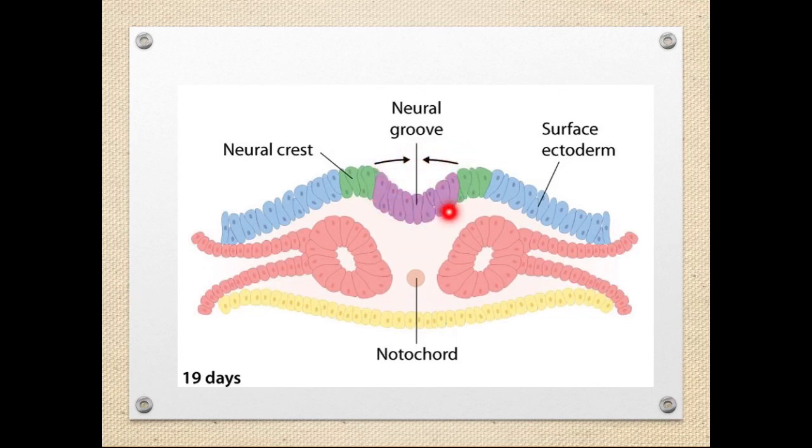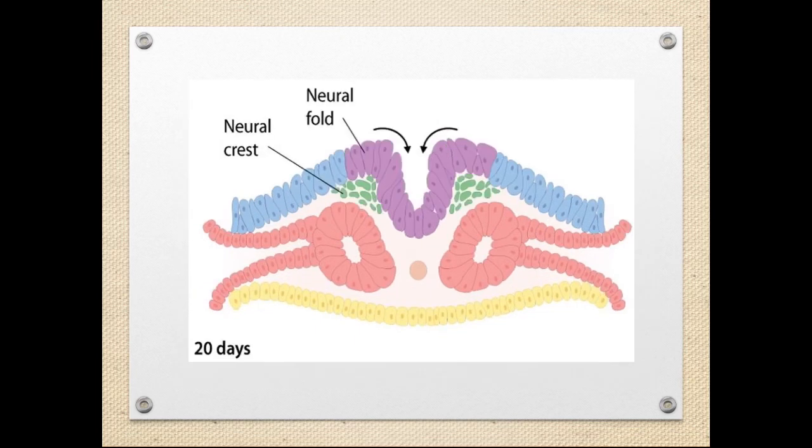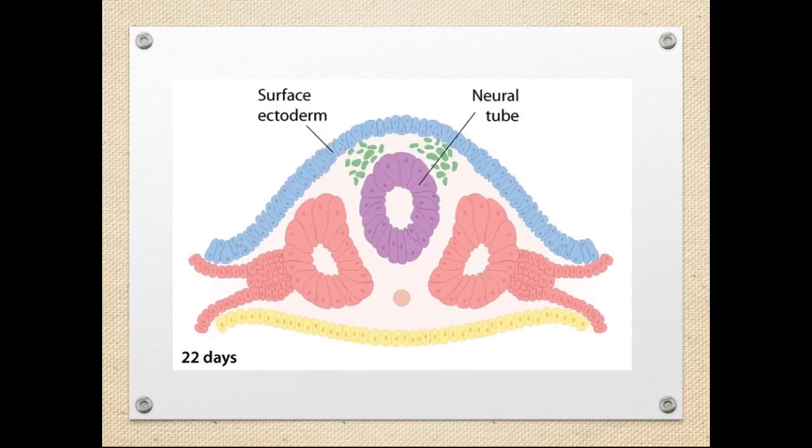When it forms the neural tube on the 20th day, the in-between layer, the greenish one between the blue and the purple, will form the neural crest. On the 21st or 22nd day, there will be the formation of the neural tube, and the remaining part of the ectoderm will cover the entire thing, and this is the surface ectoderm. Now, this reddish one is the mesoderm, this one is the endoderm, this part is the notochord, and this is the neural tube, and these greenish ones are the neural crest.